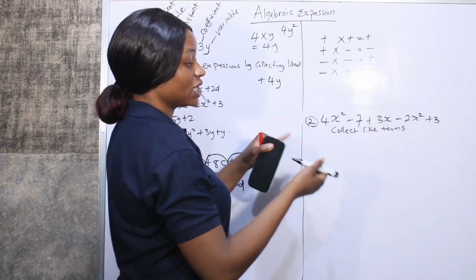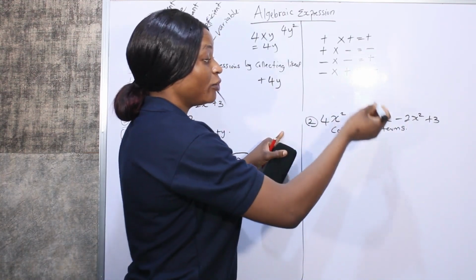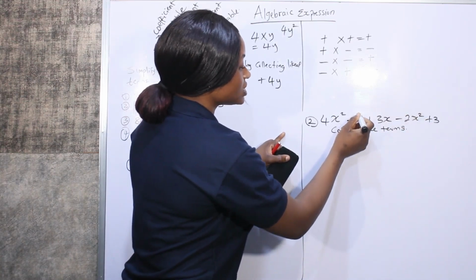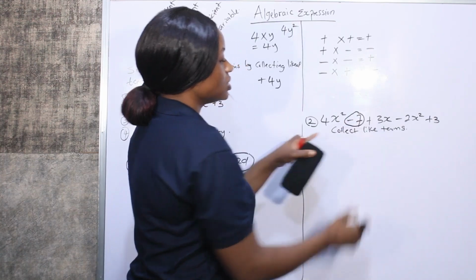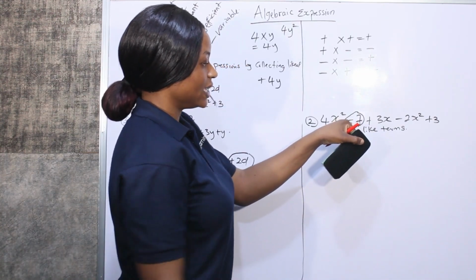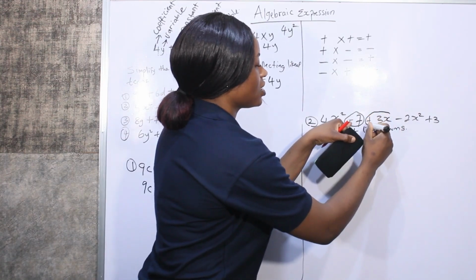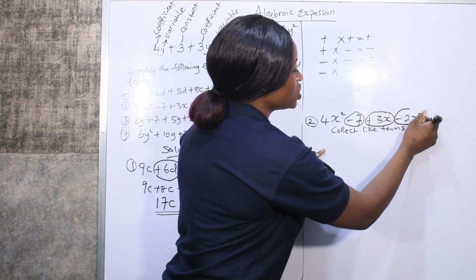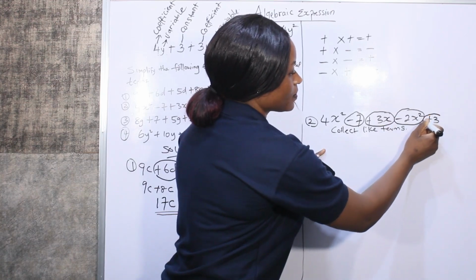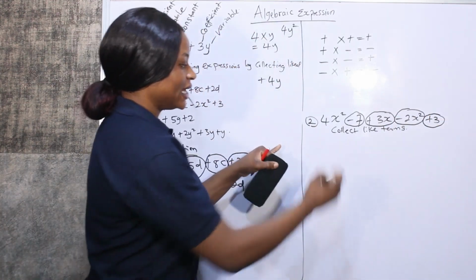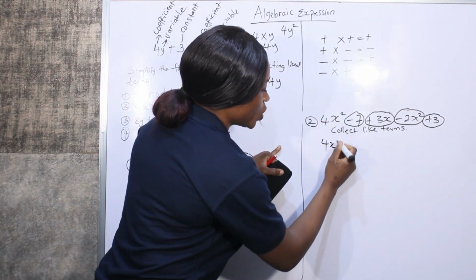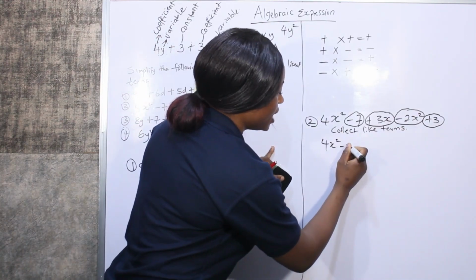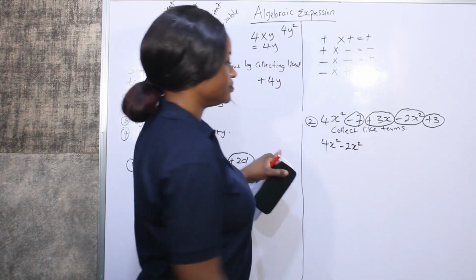So you are going to bring them together. Remember I told you that when bringing them together, always remember the sign that is in front of it. So this 7 is carrying its own sign, 3x with its own sign. You can decide to do it like this so that you will not make any mistake. So now let's combine them. We have 4x squared. You bring the like terms, which is what? Minus 2x. Minus 2x squared.